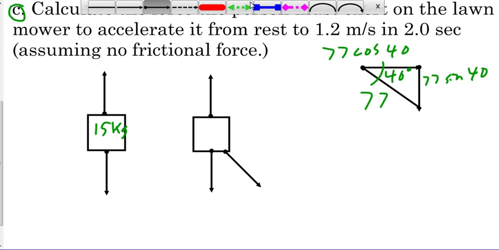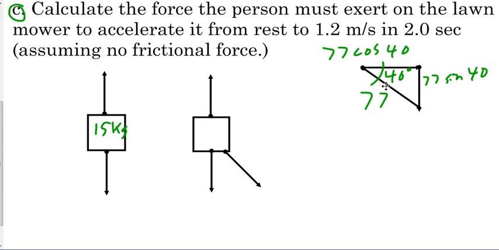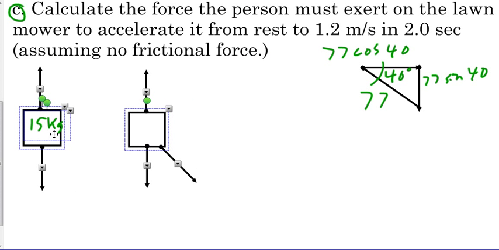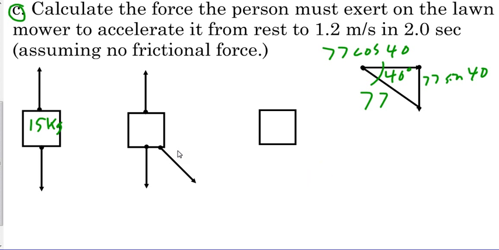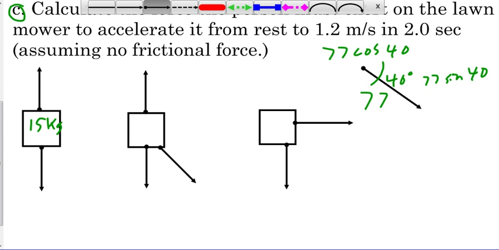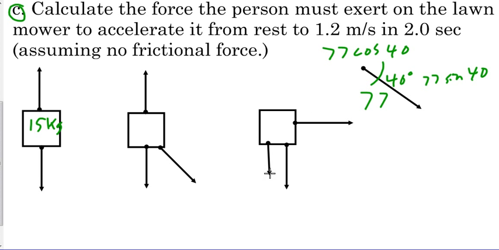And now we can put these vectors onto our next free body diagram. So we can scoot these over, and we'll go ahead and just bring in another one of these. And now we can put these vectors on, one to the right, one going down. These are from the force vector. We still need to add our weight, which is going down, and we have our normal force going up.